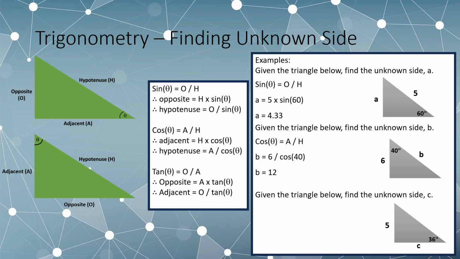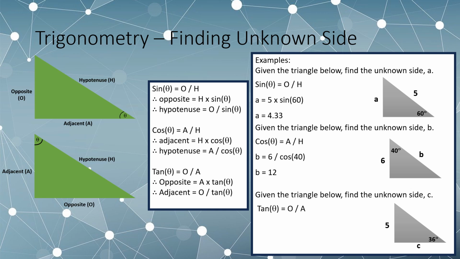Our final example is asking us to find the unknown side c. Now these ones stand out straight away because we can see we have 5 and c as two sides, but hopefully you can see quickly that you don't have your hypotenuse. This is a dead giveaway straight away that we'll be using tan for this equation.